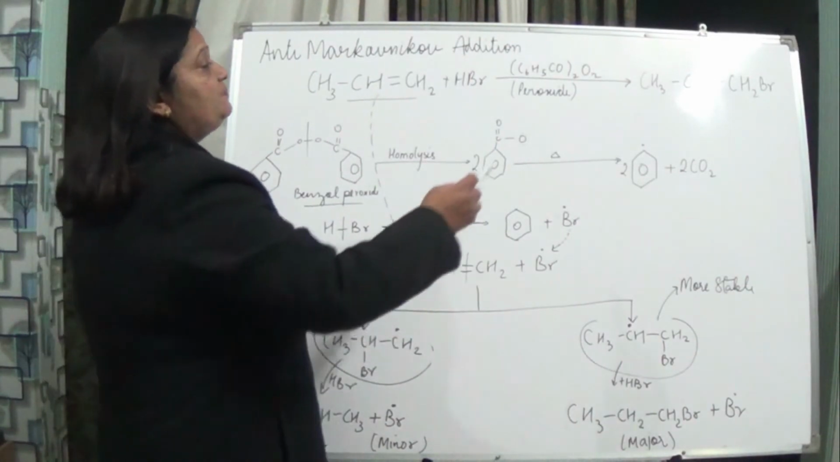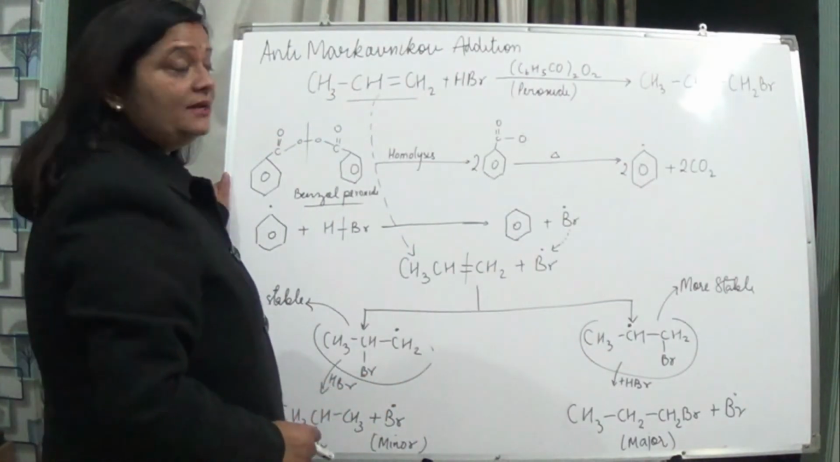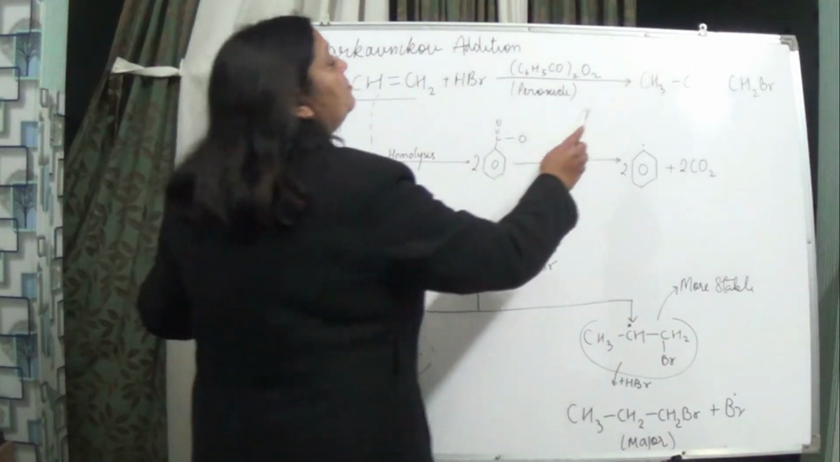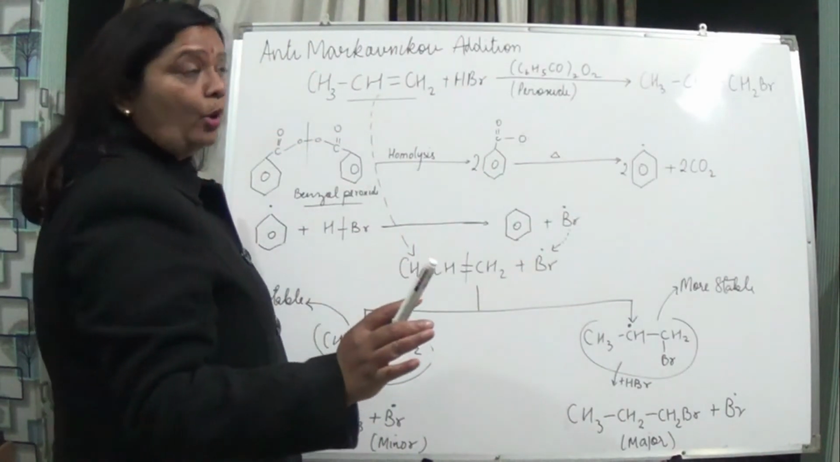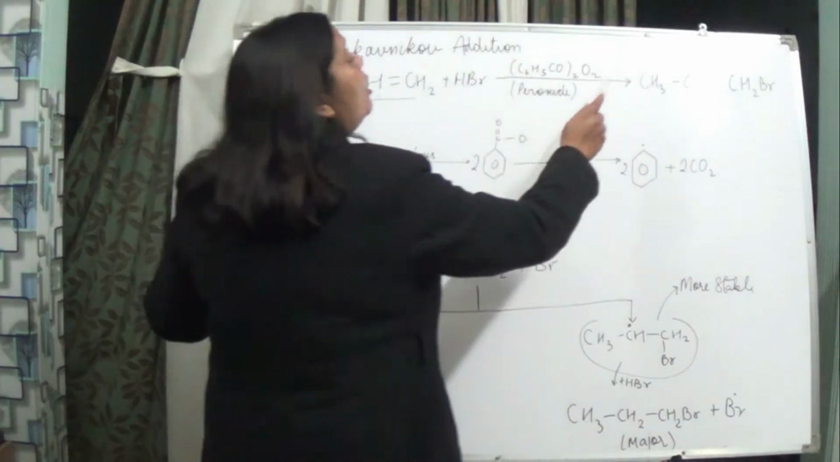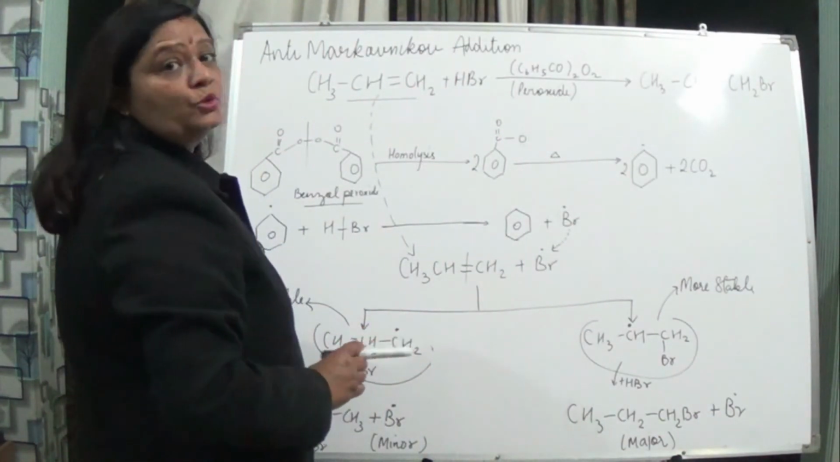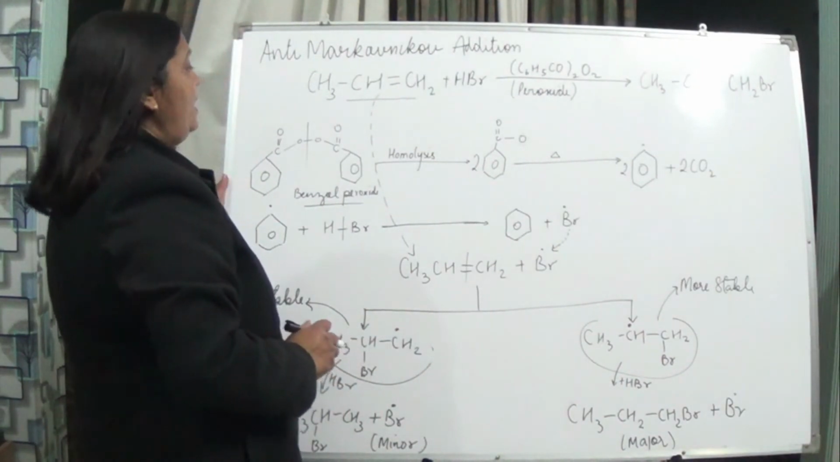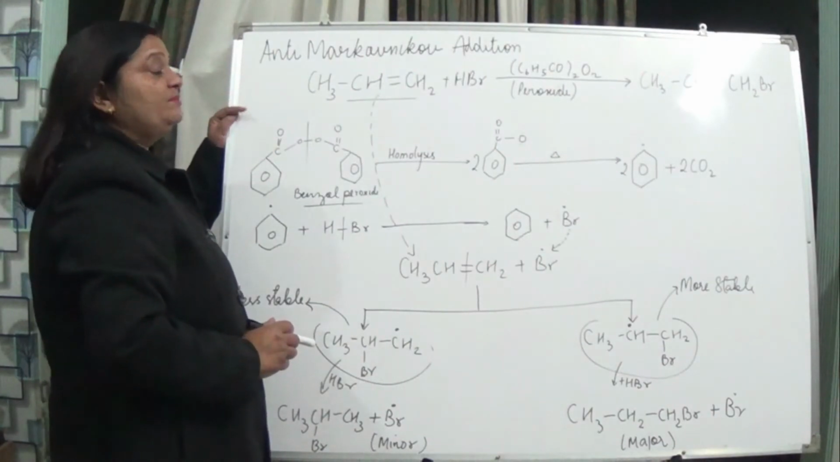In the case of Markovnikov's rule, we have seen that this product was the minor product. But in this case, this will be the major product. It means it will be formed more. It means 1-bromopropane will be the major product, not 2-bromopropane. Now let us see how this reaction occurs, its mechanism.